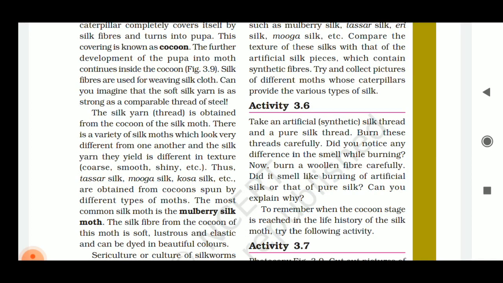There is a variety of silk moths which look very different from one another. The silk yarn they yield is different in texture. Some may be smooth, some may be coarse, some may be shiny. Thus tassar silk, muga silk, kosa silk, there are n number of varieties. They are obtained from cocoons spun by different types of moth.